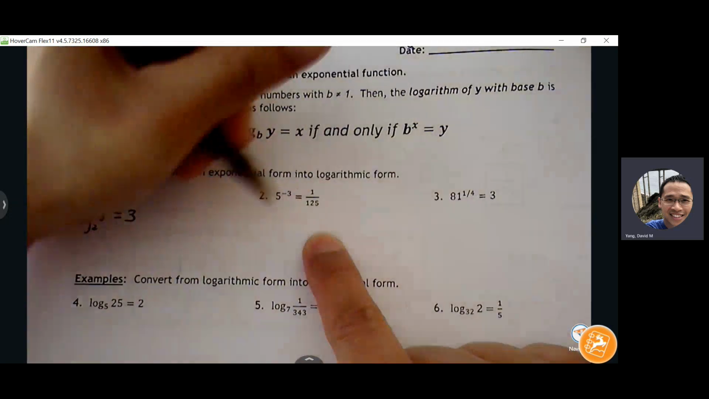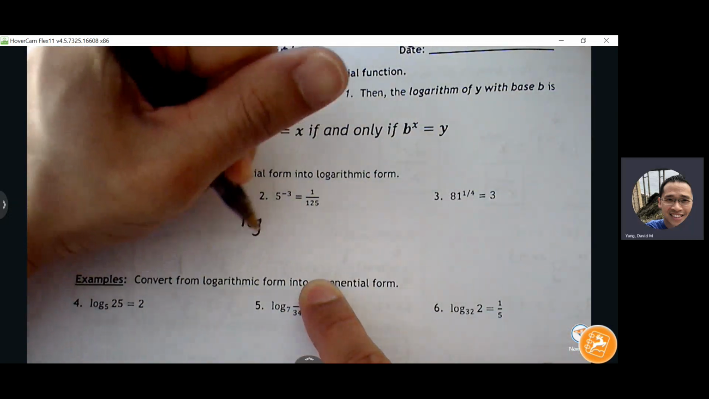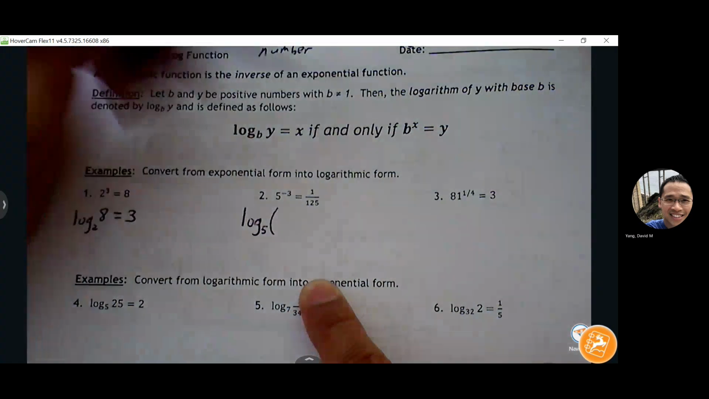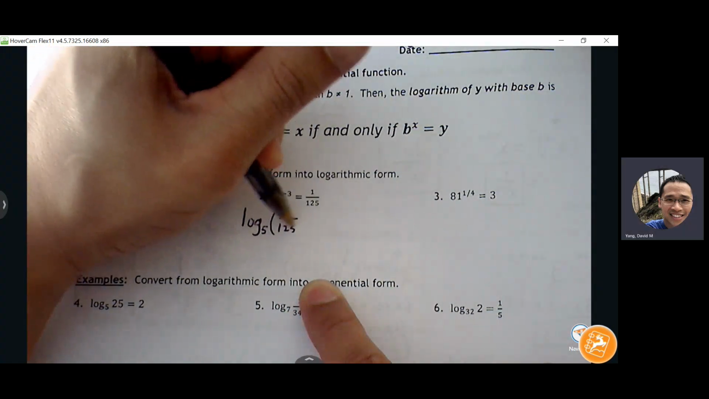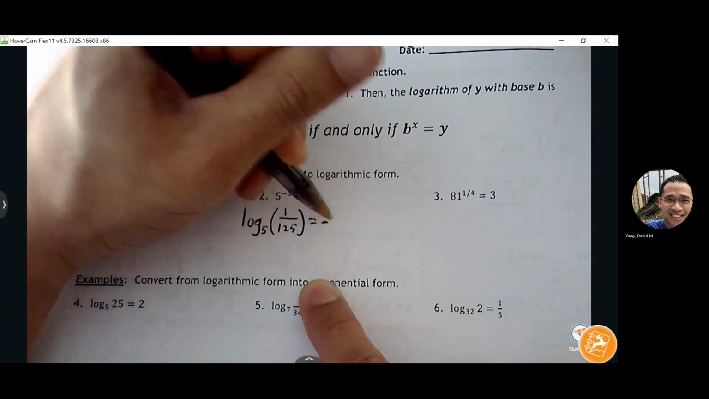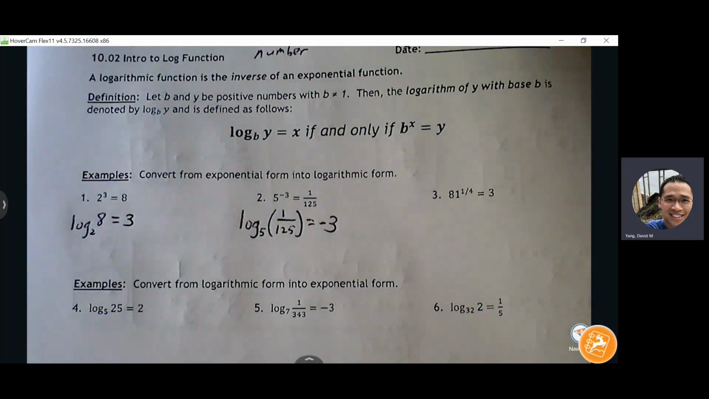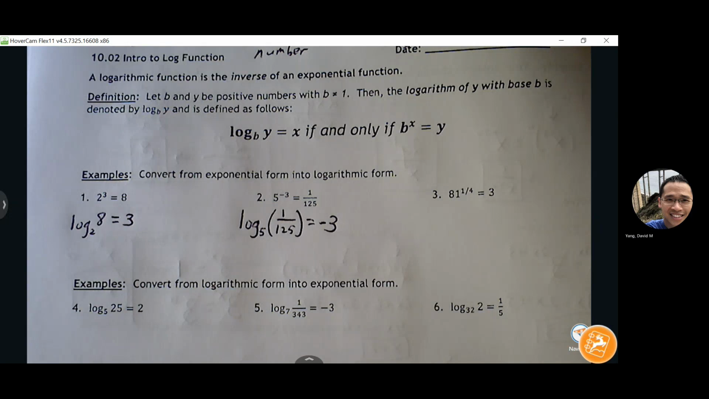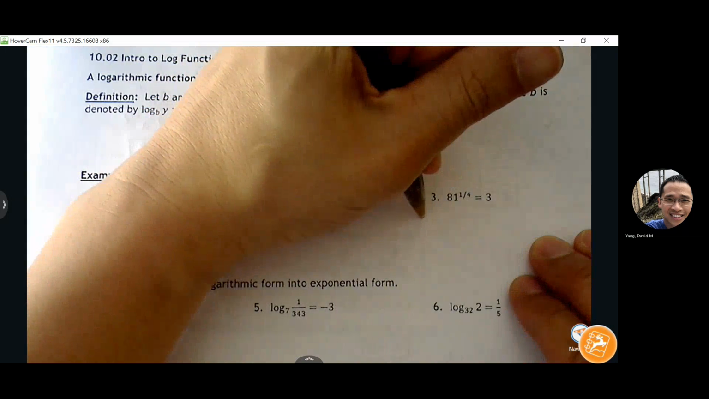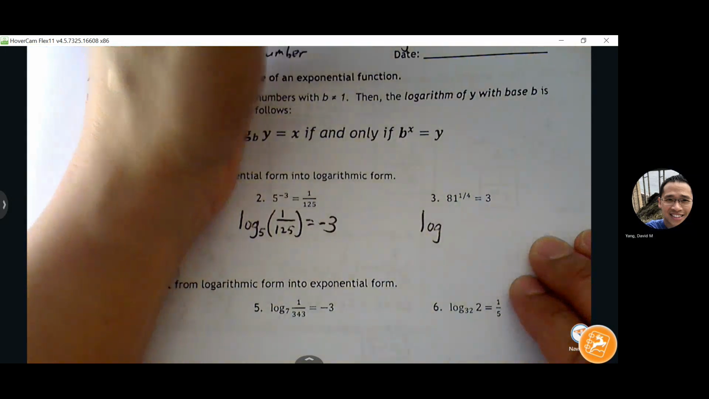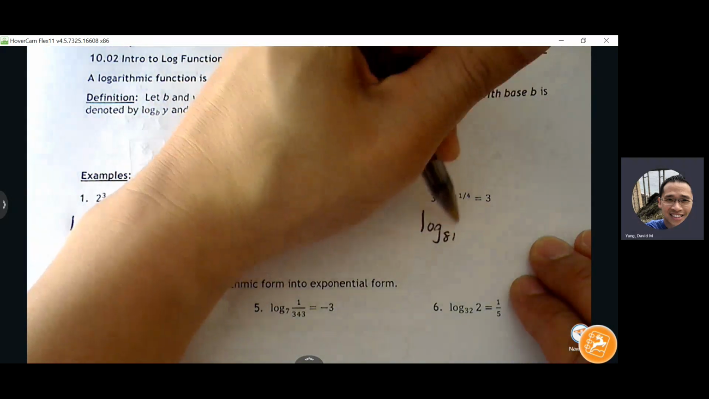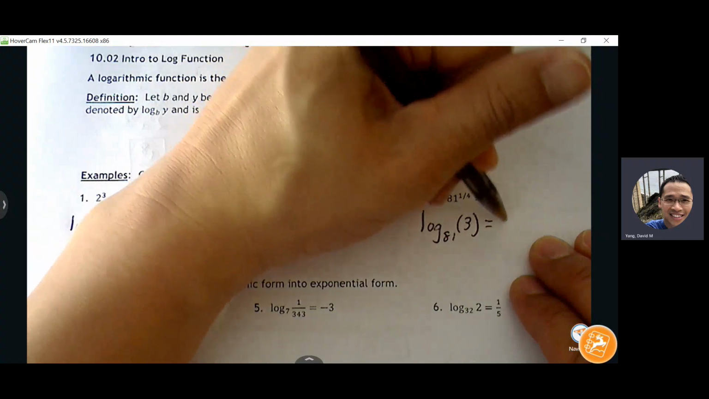So number 2, log base 5 of 1 over 125 is equal to -3. So when you do log form, you're basically extracting that exponent and putting it by itself and having a way of representing the other pieces on the other side. Okay, so number 3, log base 81 of 3 is equal to 1/4.